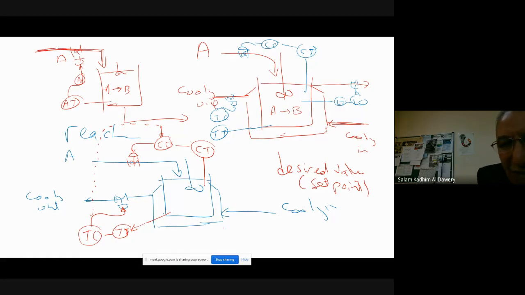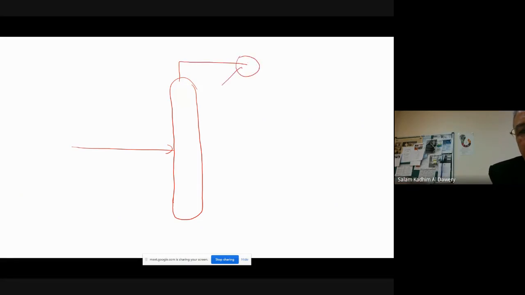This is what we call cascade control. Another example, which is normally we have, is the distillation column. In the distillation column, this is the feed. This is the output. It goes through a heat exchanger. Then it goes to a drum. The drum has a level, and this is the reflux.